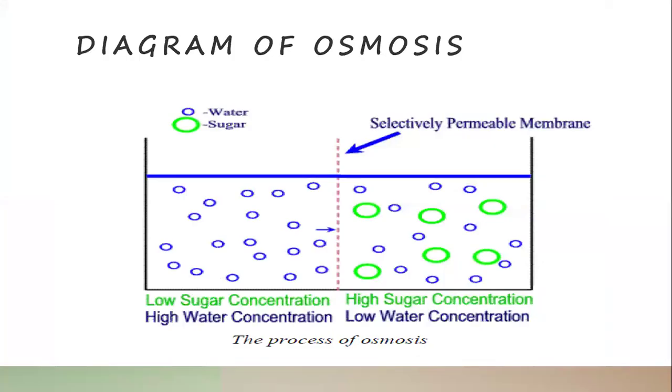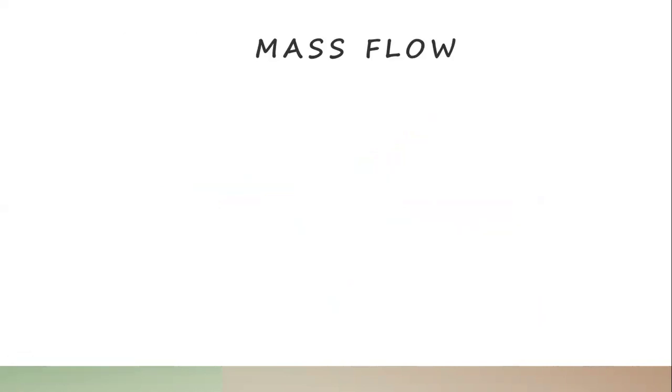Here is a diagram of the osmosis process. As you can see, there are two regions separated by a selectively permeable membrane. It is termed selective, meaning that it lets only some stuff go through. Here there's a low sugar concentration with a high water concentration, and here a high sugar concentration with a low water concentration. So osmosis occurs. The small blue circles are water, and the bigger ones are sugar. As you can see, the sugar particles cannot come across to the other side. Hope that's clear.